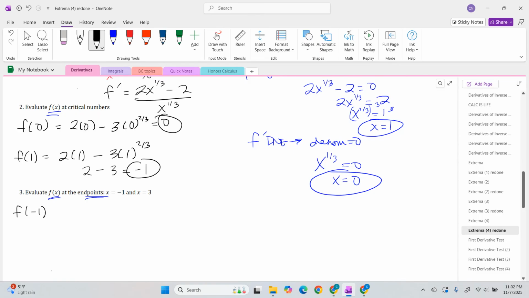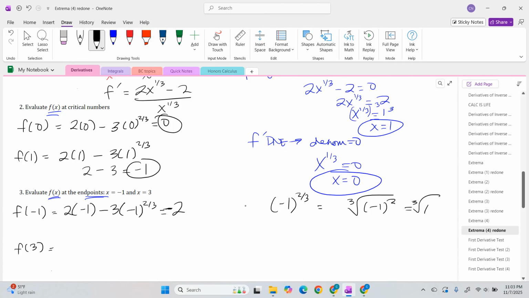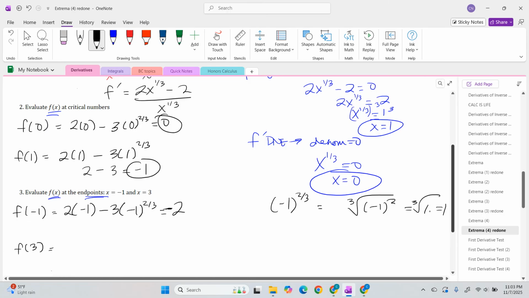And now let's do f of negative 1 and f of 3. Okay, so f of negative 1. Let's plug negative 1 into the function. Negative 2, then minus 3 times negative 1 to the 2/3. What is negative 1 to the 2/3? Just to make sure you're thinking about this properly, that is the cube root of negative 1 squared, which is the cube root of 1, which is 1. Okay, so what I'm looking at here is negative 2 minus 3 times 1. Negative 2 minus 3 is negative 5.